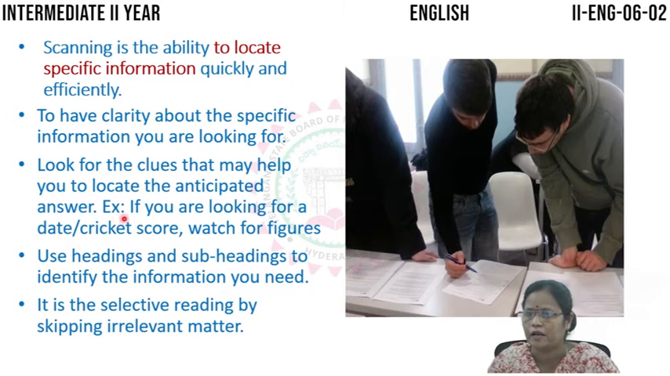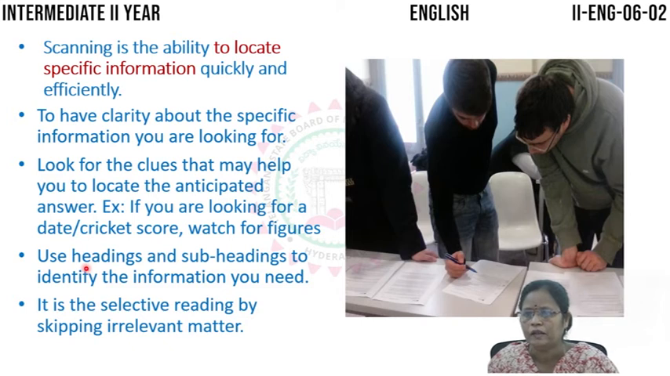Okay. For example, if you are looking for a date or cricket score, you have to watch for figures. No need to go through all the news given there. Just you want to know what is the score of Indian team in some particular match. Then what you will do, you go to that article or that news coverage and you will only see how many runs were made by the Indian team. So automatically your focus is on only cricket score. This ability is called scanning.